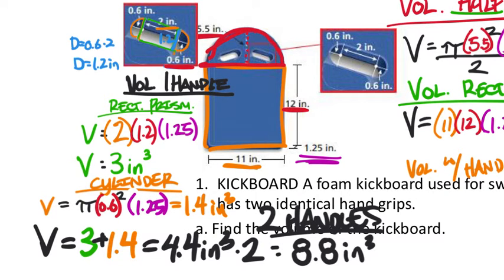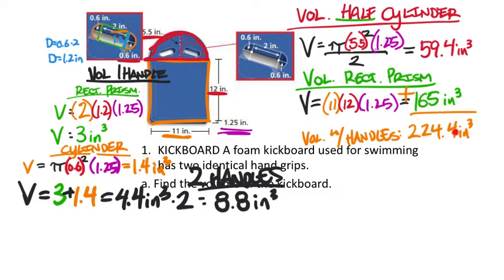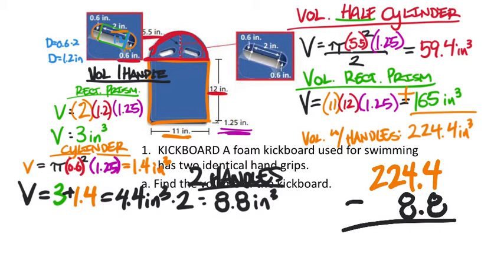So let's go back to the full picture here. Over here I've got the volume of the full shape with the handles filled in orange, and then I got the volume of the 2 handles. So again, we're going to take the volume of the full shape, the full foam board with the handles filled in, 224.4. And I need to subtract the 2 handles out of that because again, they're empty space, so they're not actually part of the volume. So I'll just put that in the calculator, which I need to. So 224.4 minus 8.8, and this gives me the volume without the handles, which is what we want.